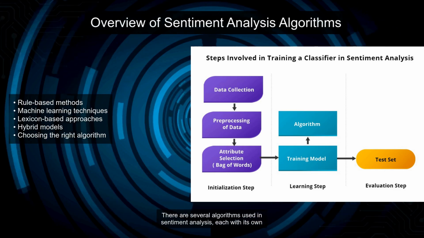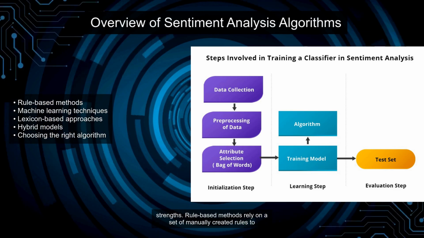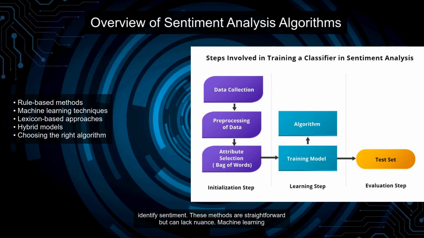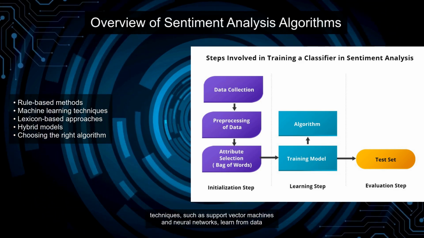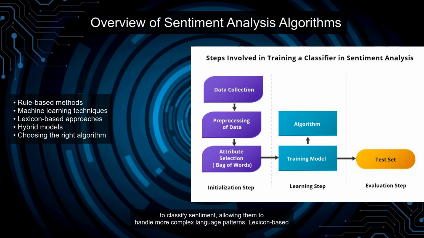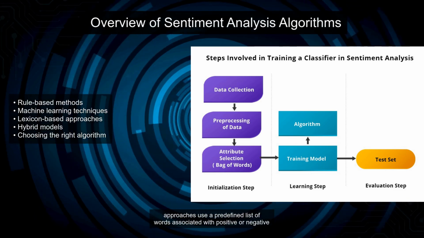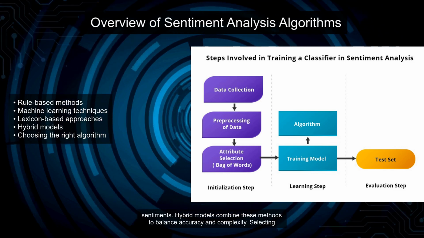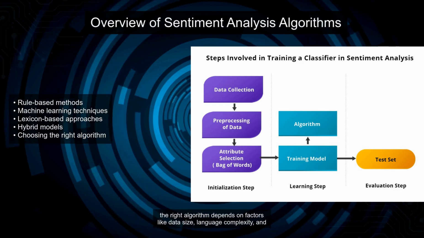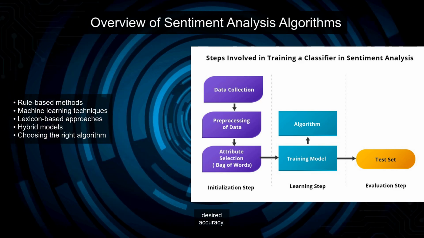There are several algorithms used in sentiment analysis, each with its own strengths. Rule-based methods rely on a set of manually created rules to identify sentiment. These methods are straightforward but can lack nuance. Machine learning techniques, such as support vector machines and neural networks, learn from data to classify sentiment, allowing them to handle more complex language patterns. Lexicon-based approaches use a predefined list of words associated with positive or negative sentiments. Hybrid models combine these methods to balance accuracy and complexity. Selecting the right algorithm depends on factors like data size, language complexity, and desired accuracy.